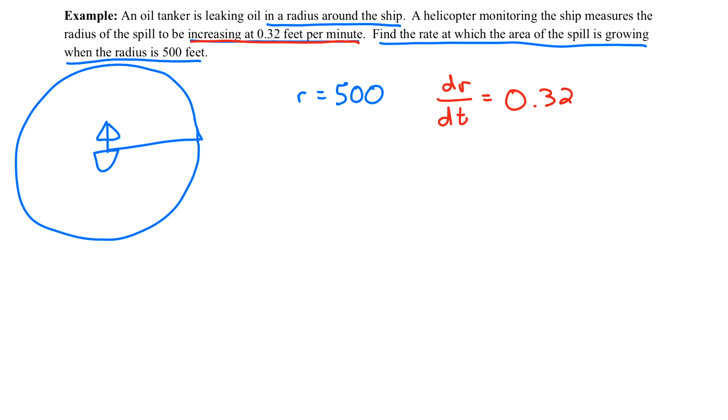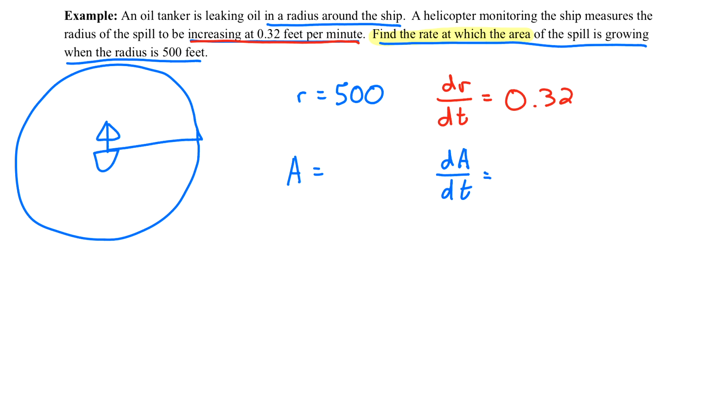So what else do we need to know here? Well, we're asked to find the rate at which the area of the spill is growing. So we're going to need to talk about the area of our circle as well. That means we're going to want to know what is A, and then how is that changing, the rate at which A is changing. I'm going to want to know what is dA over dt.